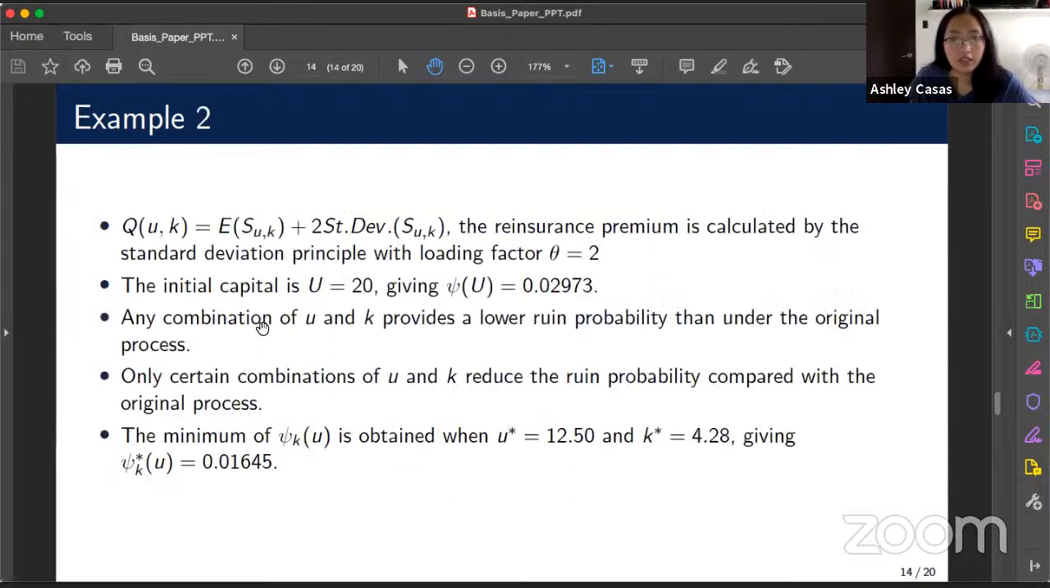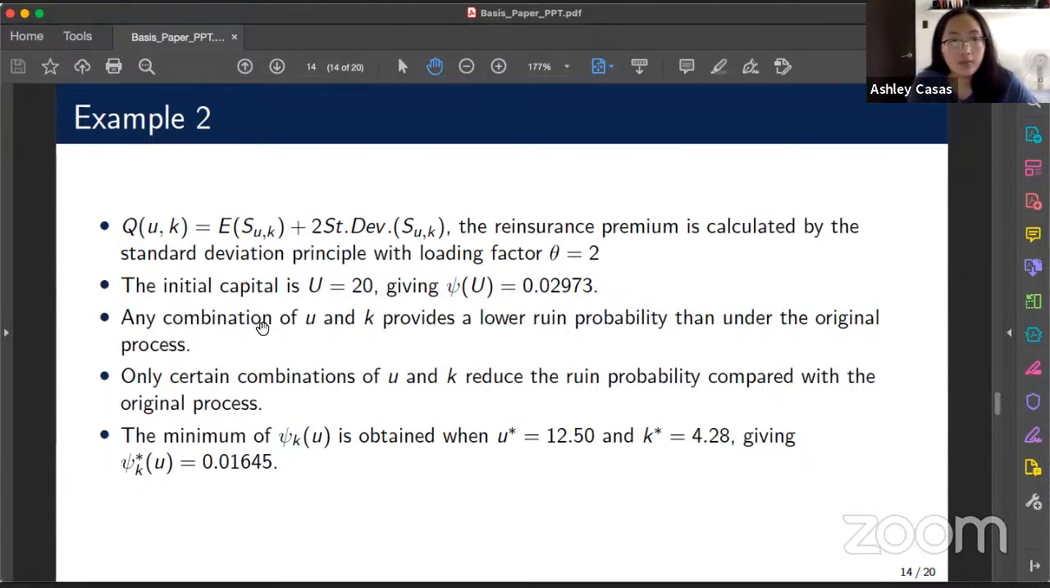And next for our second example, Q of UK is equal to E of S sub UK plus 2 standard deviation of S sub UK. So this reinsurance premium is calculated using the standard deviation principle with loading factor delta equal to 2. And the given initial capital is 20, which gives us the ruin probability under the original process of 2%.